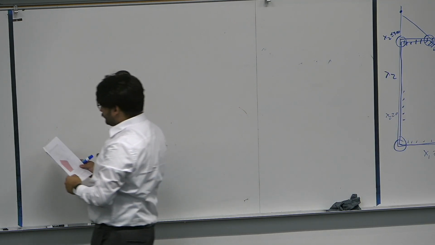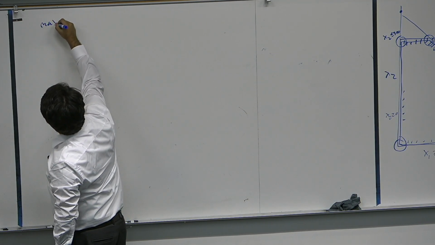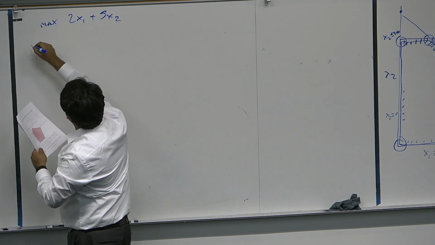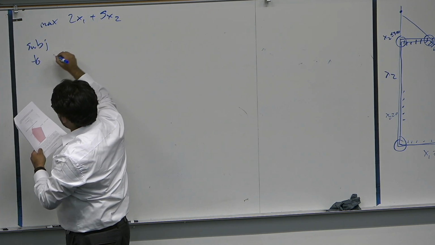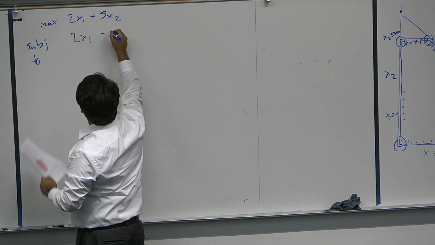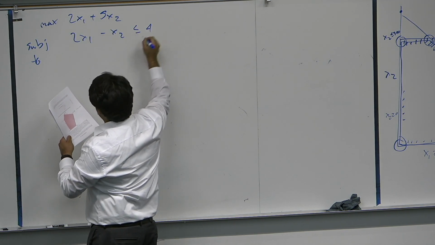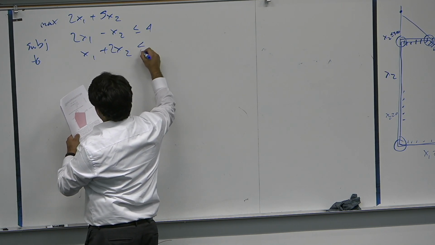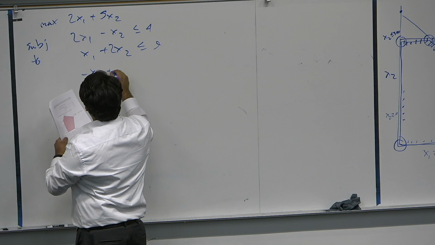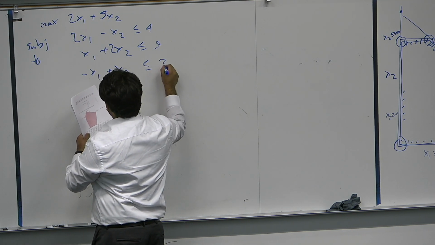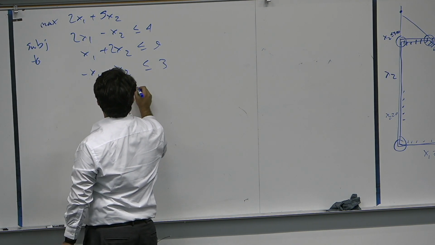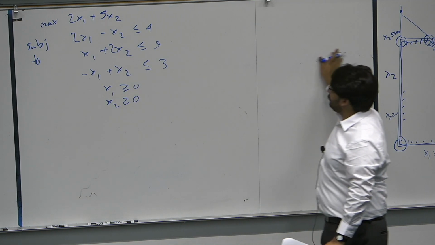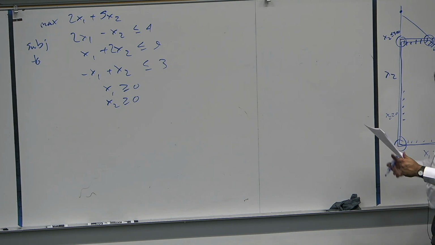Suppose I wanted to max 2x1 plus 5x2, subject to, let's say, 2x1 minus x2 is less than or equal to 4. x1 plus 2x2 is less than or equal to 9. Minus x1 plus x2 is less than or equal to 3. And x1 is greater than or equal to 0, and x2 is greater than or equal to 0. Suppose this is our linear program.